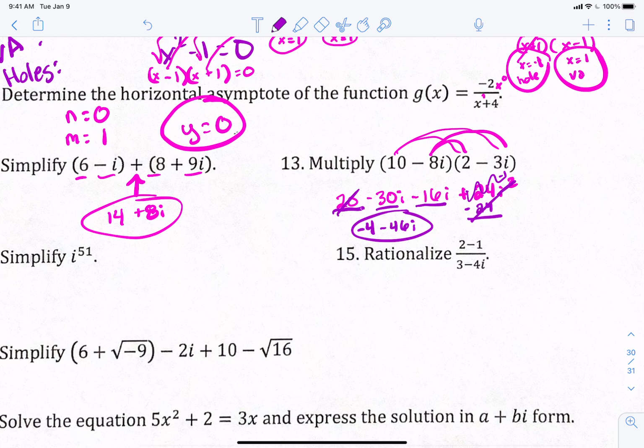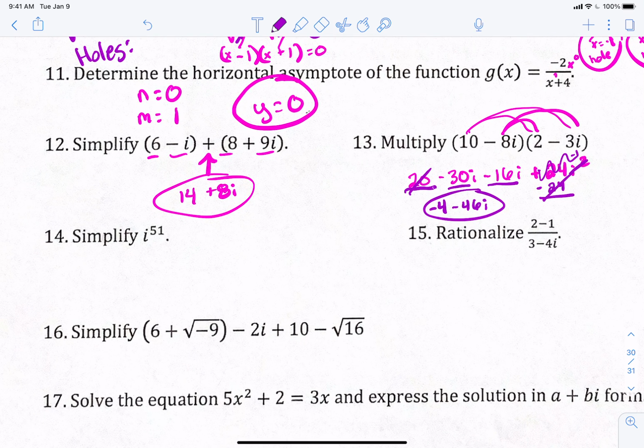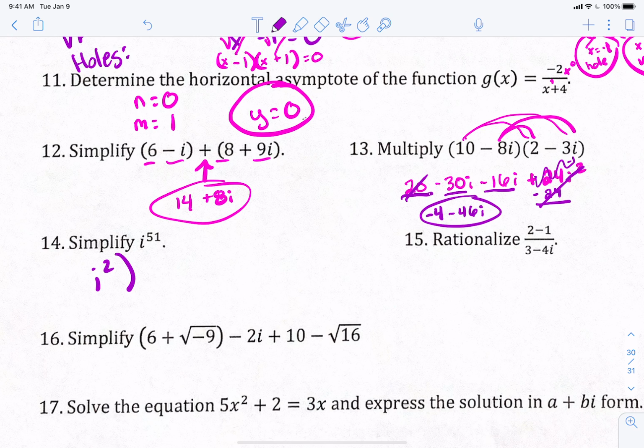I should give you a chance to do 14 by yourself. You want a chance to do it by yourself? No, I don't remember how to do this. How do you do i to the 51st power? Do you remember? What's the only thing I know? I squared. I know i squared.